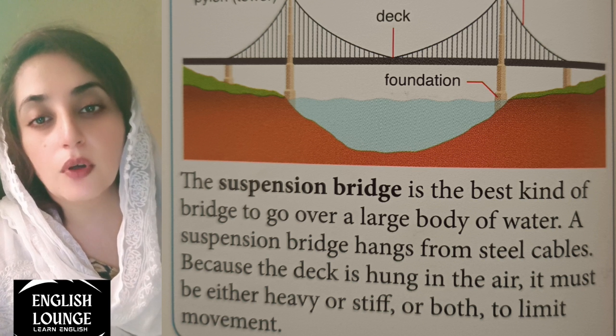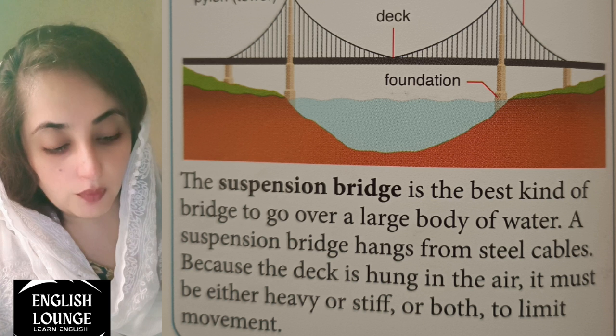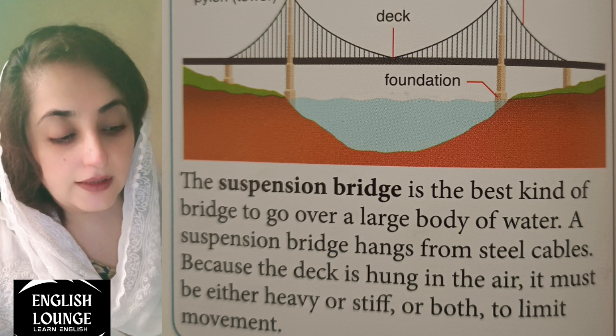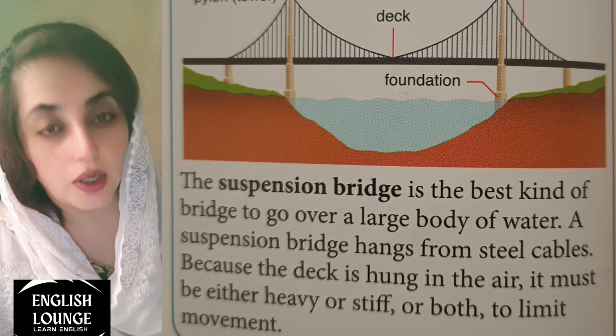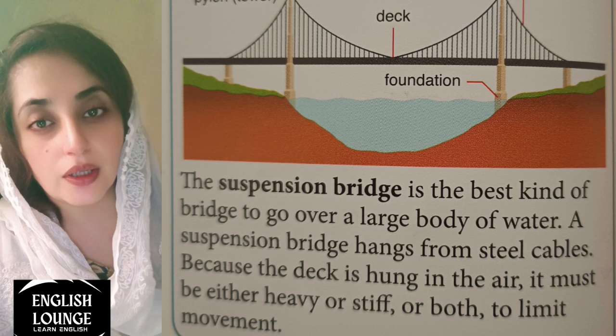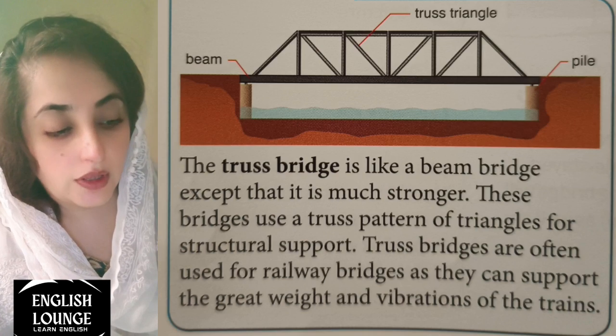The suspension bridge. The suspension bridge is the best kind of bridge to go over a large body of water. A suspension bridge hangs from steel cables. Because the deck is hung in the air, it must be either heavy or stiff or both to limit the movement.